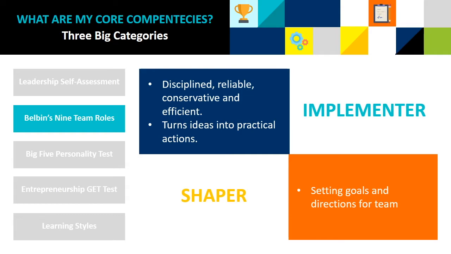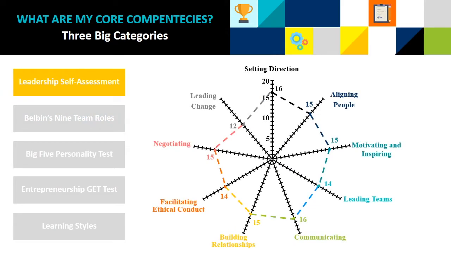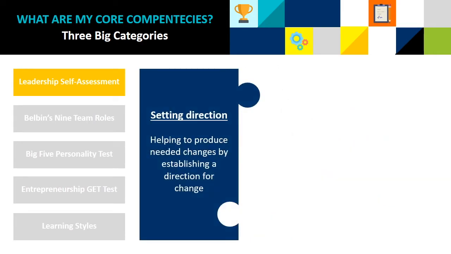So now let's move on to the last task. What will happen if I am put in a leadership position? According to my leadership self-assessment, almost all 9 competencies have the same scores. My greatest strengths are setting direction and communicating. In setting direction, the characteristics align with my Belbin 9 roles result as a shaper.